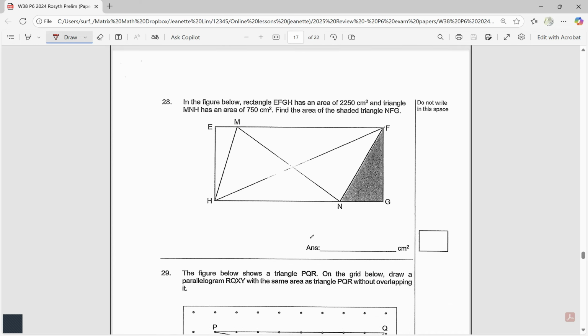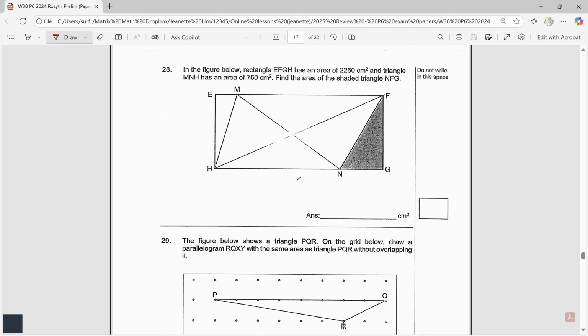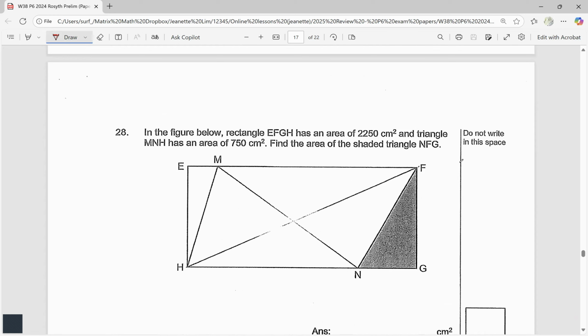Question 28. So in the figure below, you have a rectangle with area 2250, and triangle MNH here with area 750. You are supposed to find the area of the shaded triangle. Now, let me just highlight these two triangles. They actually give you half of the whole rectangle.